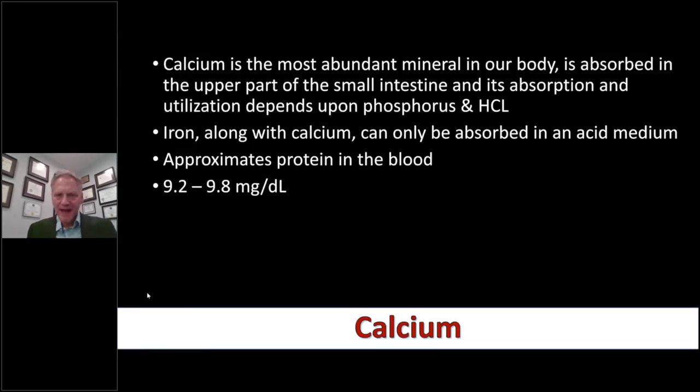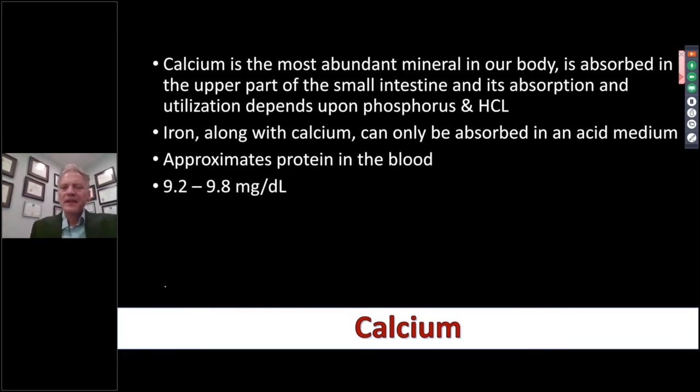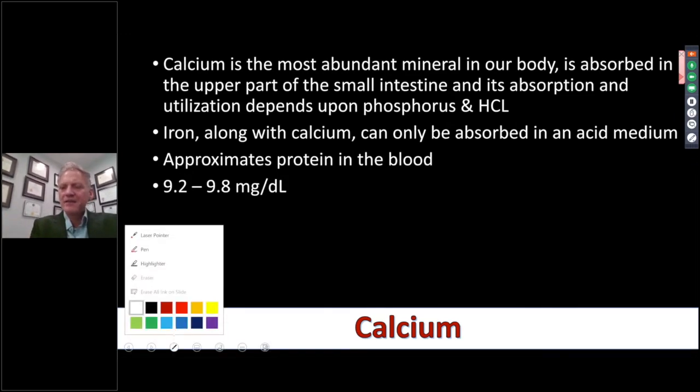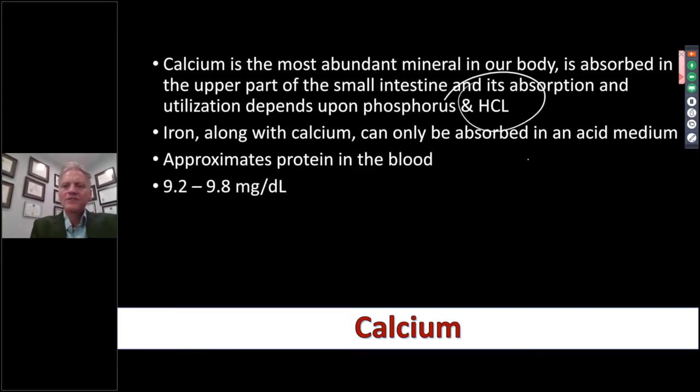Okay, so let's talk about some calcium patterns here. Calcium is the most abundant mineral in the body. It's absorbed in the upper part of the small intestine, and absorption and utilization depends on phosphorus and guess what? HCl. So when calcium drifts down, once it gets down to 9.2, 9.1, we're already starting to think about the possibility of low hydrochloric acid.